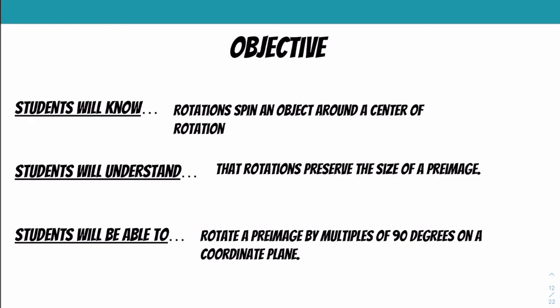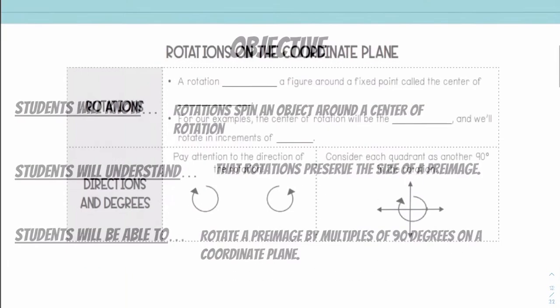You should be able to rotate a preimage by multiples of 90 degrees on a coordinate plane. That was a lot to say, but it just means we're going to be doing 90 degrees, 180 degrees, 270, or 360 degree rotations.